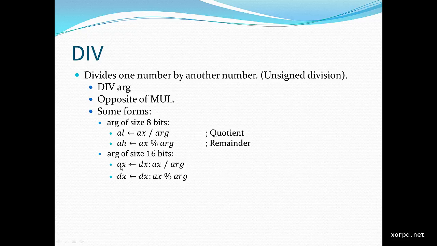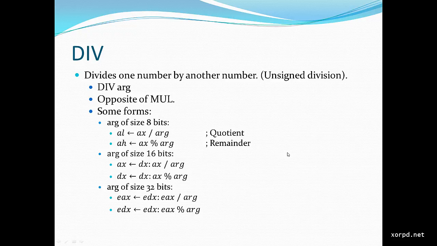This is not always correct, but if we think about it, dividing something large by something half the size of the bits is supposed to give something half the size of the bits. And just like the first form, at the same time, dxax is divided by arg, and the remainder is found out. The remainder is stored in dx. At the same time, the result of the division is stored inside ax, and the remainder is stored inside dx.